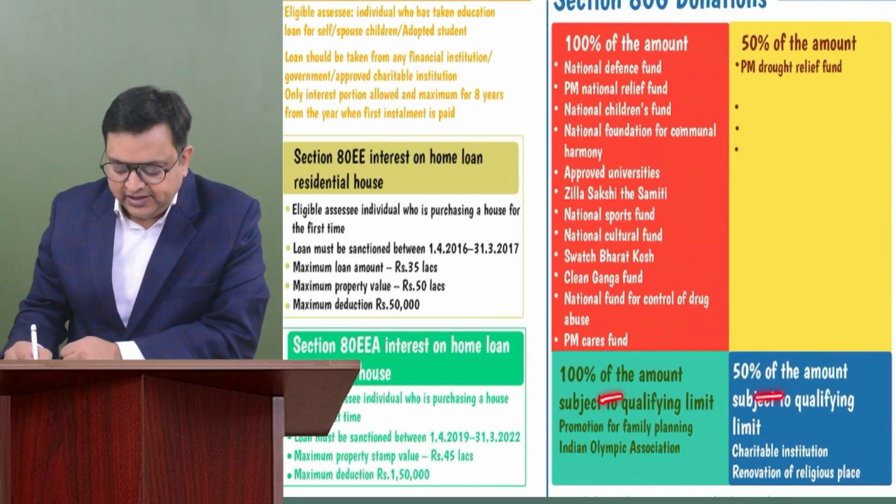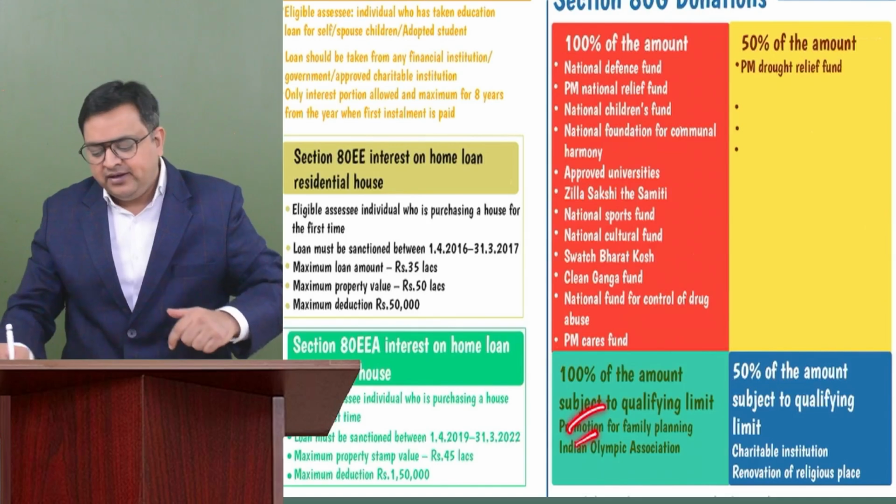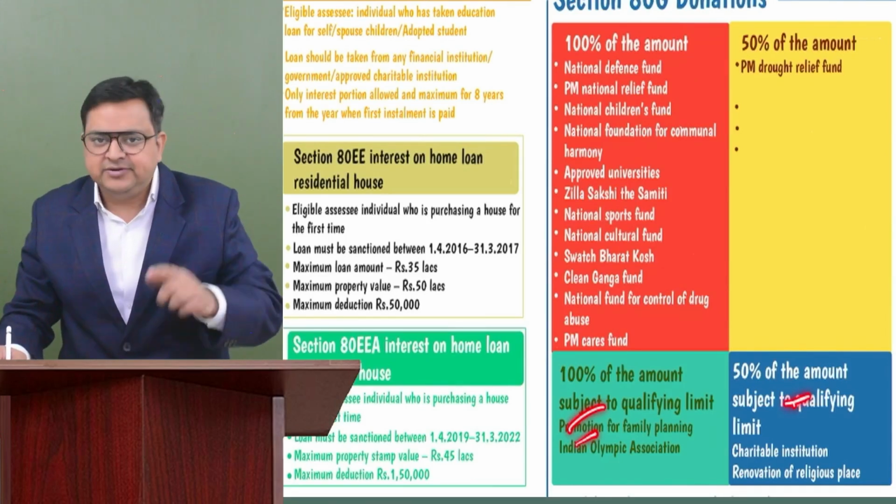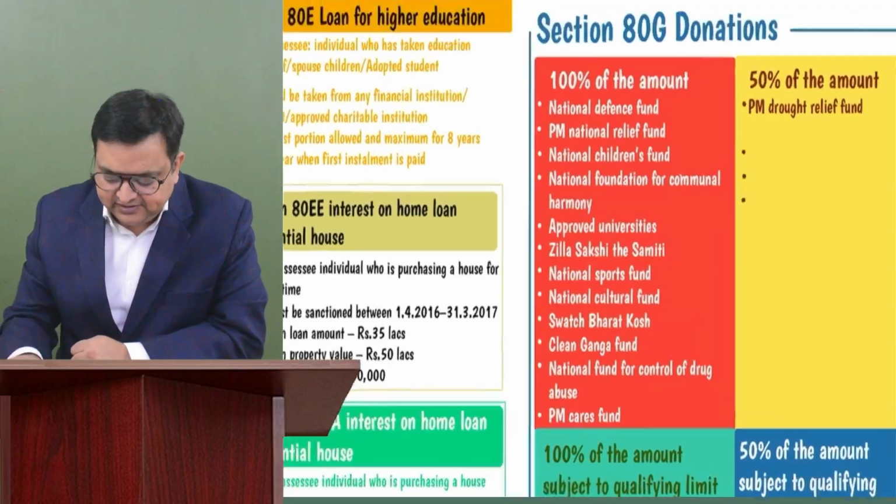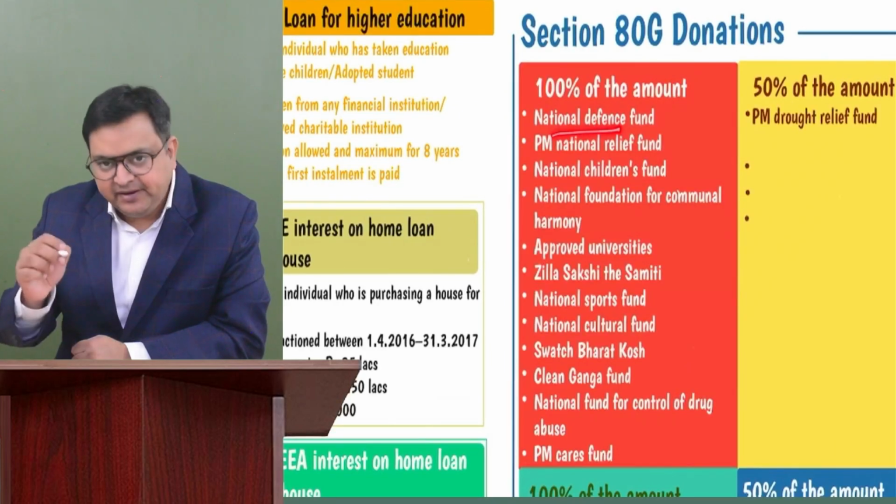Third and fourth: here you will be getting 100%, but subject to a qualifying limit. And here 50% of the amount donated, subject to a qualifying limit. First of all, let's see this. So National Defense Fund, let me read out the names.